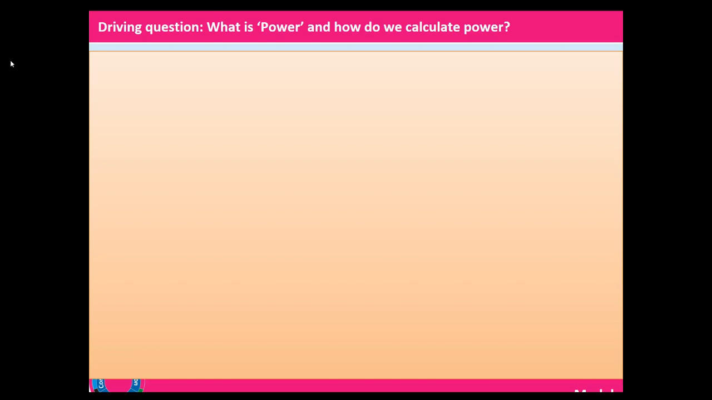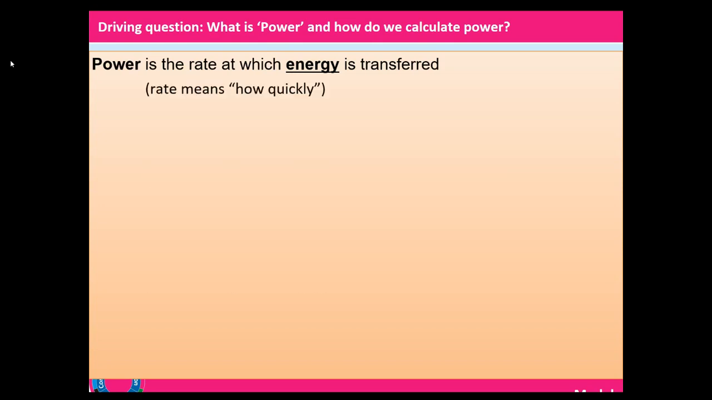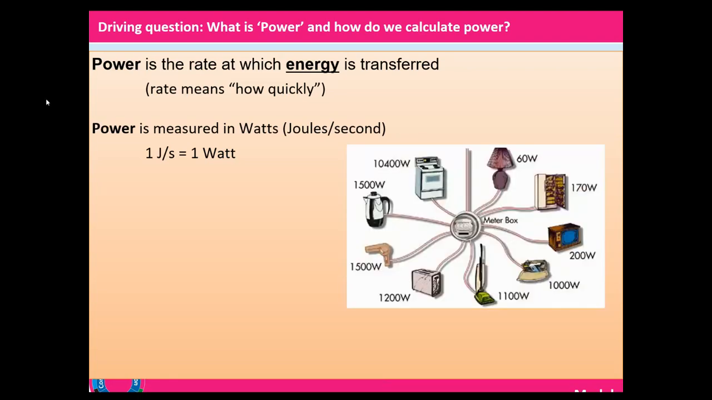So, what is power? Power can be defined as the rate at which energy is transferred. We use the word rate because we want to say how quickly energy is transferred. So take, for instance, appliances at home. We have a kettle which has 1500 watts as its power rating. That simply means that the kettle transfers 1500 joules of energy every second.